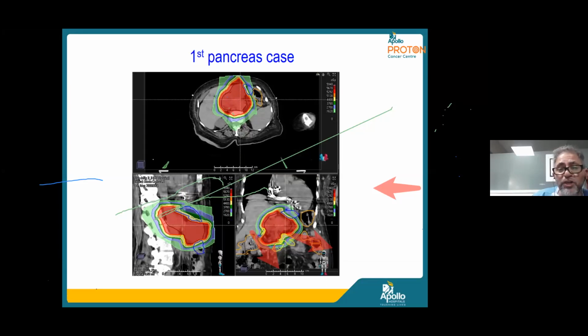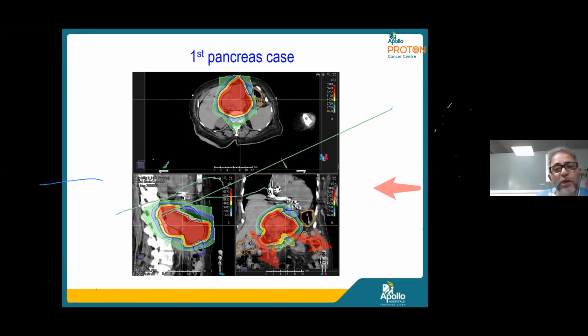We have also treated pancreas in difficult sites, both postoperative or in the radical setting. And you have to be very careful in pancreas, of course, because you have to see that the distal end of the proton does not end in the duodenum or in the stomach wall. But with a bit of experience, we can treat a relatively difficult, unresectable site with proton.